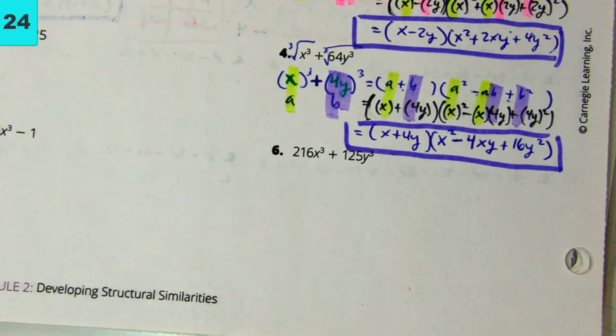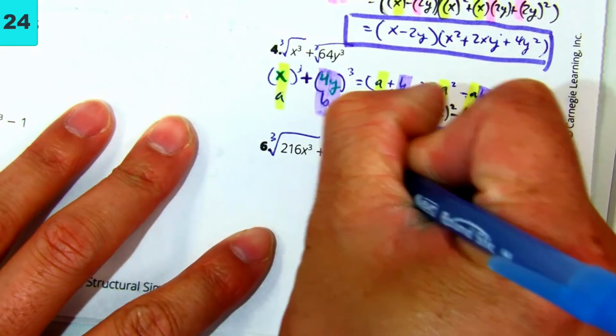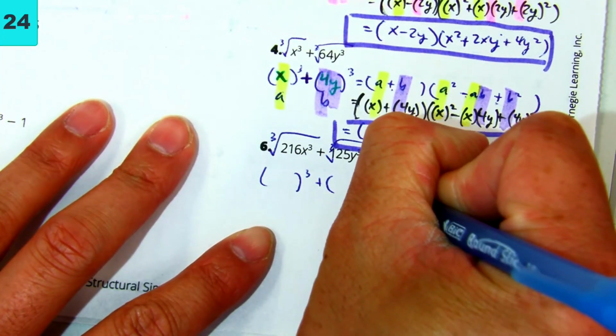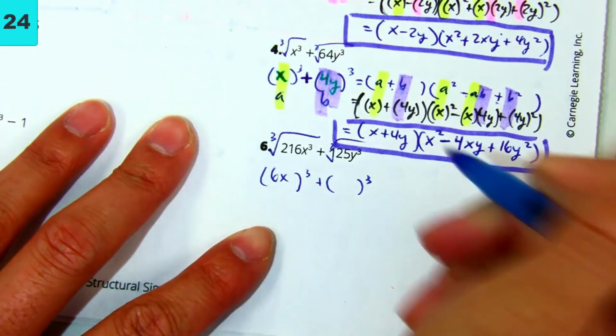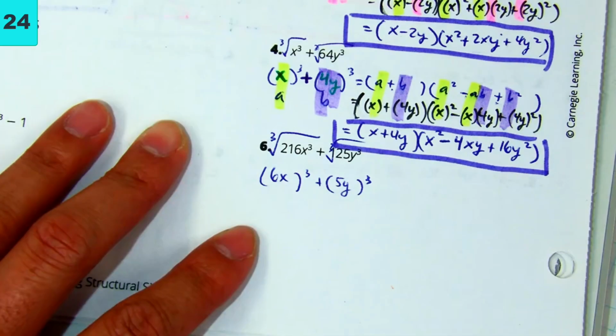What's the first thing we need to do, Sebastian? Find the cube root. Go ahead and tell us the cube root. So for the first one, we got 6x. And the second one is 5y. Raise your hand if you got that. Good job.